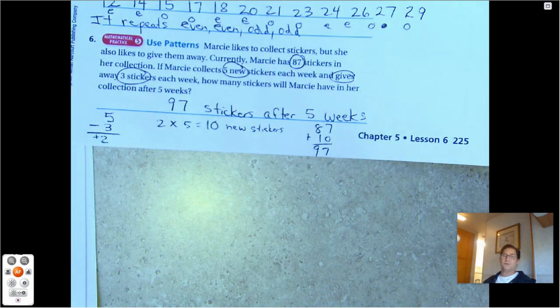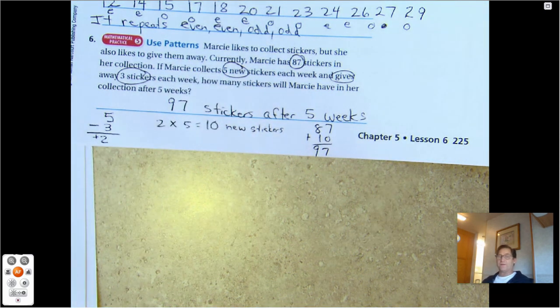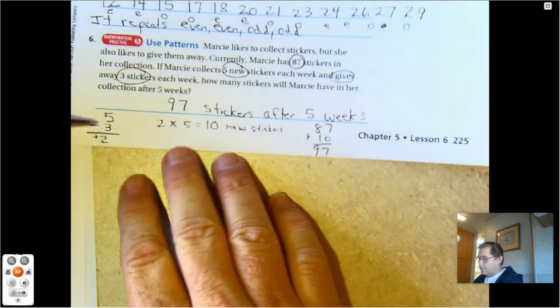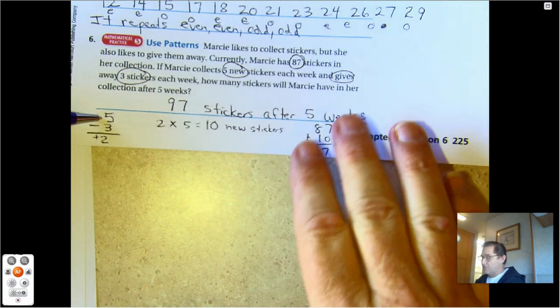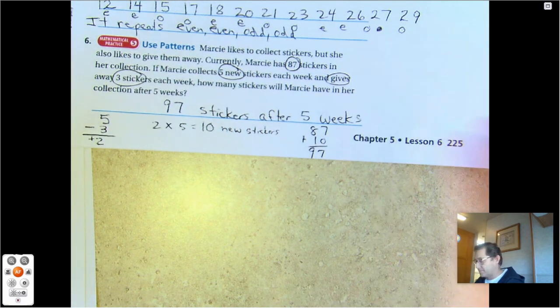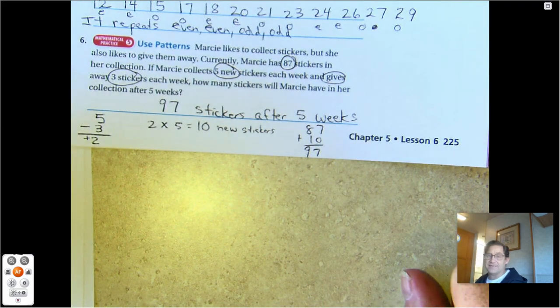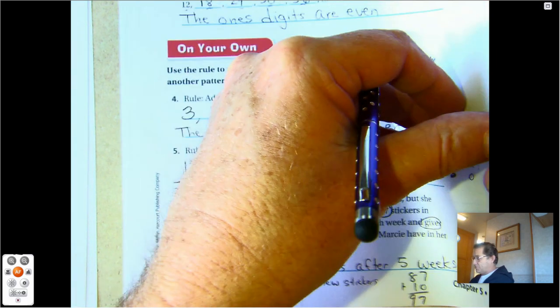Okay, so what did we do? We could have multiplied 5 times 5 and got 25, and then subtracted 5 times 3, 15, which gives us 10. Or how many is she actually adding to her collection every week? She's only adding 2 new ones because she gave away 3 of the 5 new ones. So 2 times 5 is 10. Okay. And then we just added that to the 87 she already had. All right, great. Page 226.